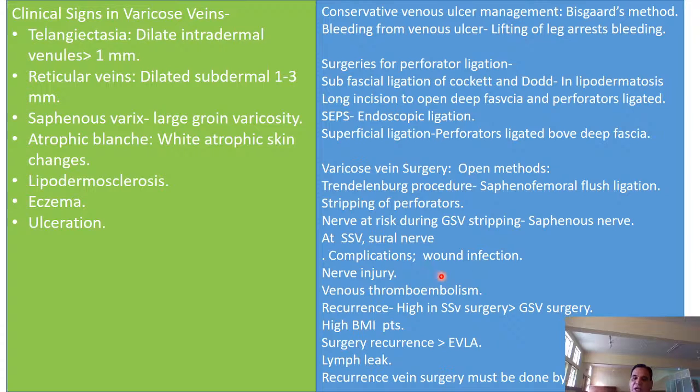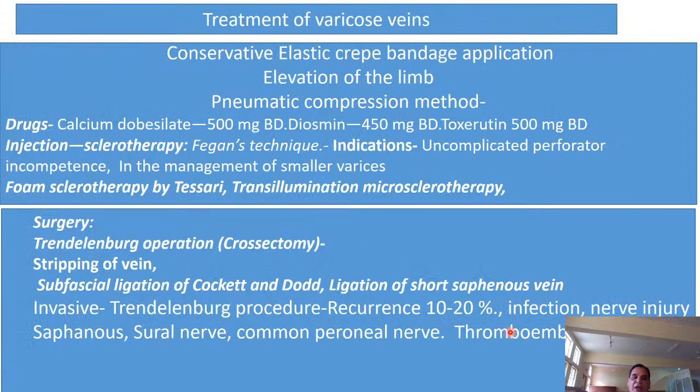Wound infection, nerve injury, thrombophlebitis, but recurrence is comparatively high in the short saphenous vein as compared to the GSV or long saphenous vein. In patients with high BMI, that means obese patients, and if recurrence occurs, the surgery of choice is EVLA, that means endovenous laser ablation. So at present it is the mainstay of management.